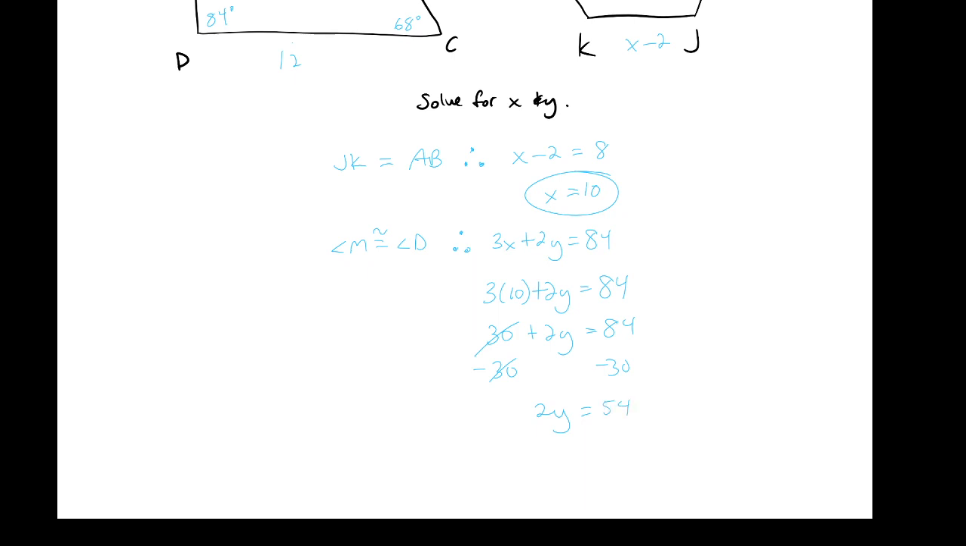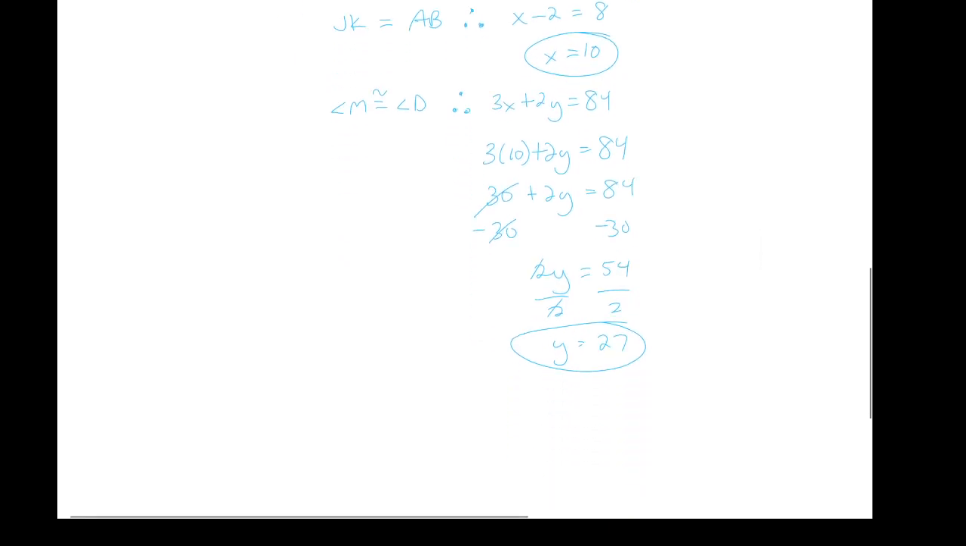And to get y by itself, I divide both sides by 2, right? And now y is going to be equal to, those guys factor out, 54 divided by 2, according to the calculator, is 27. So there we go. We have a solution. All right, next, moving on.